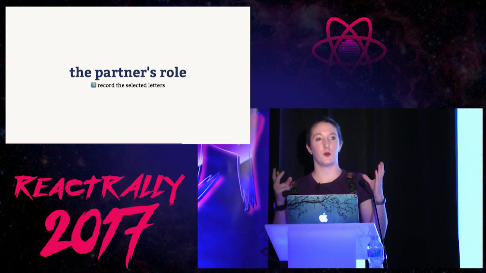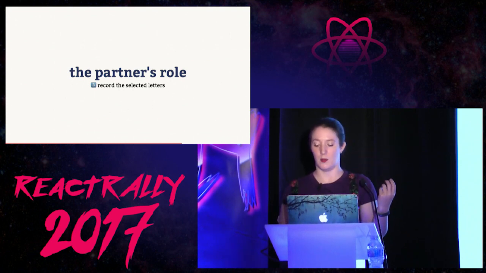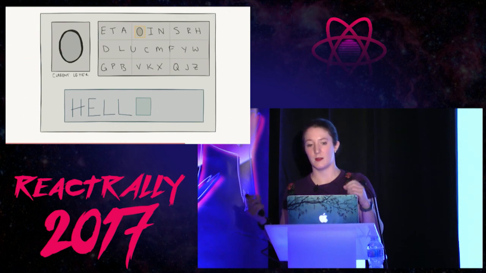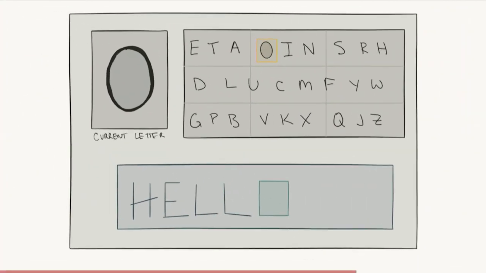So if we take those three sub-roles and map them out into UI components, it might look something like this. In the upper right, we've got the whole alphabet reference. In the upper left, we've got a big letter showing you what the current letter is, and we also highlight it a little bit in the whole reference. And then at the bottom of the screen, we have an input where we're recording selected letters.